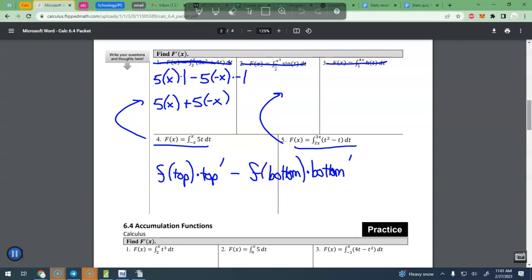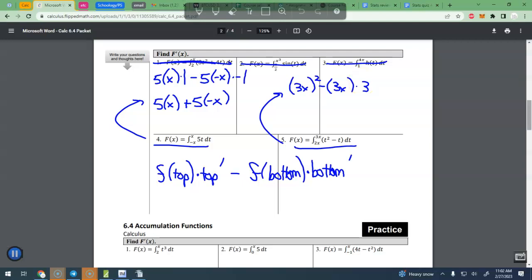But like at number 5, the bottom's not a constant, right? So you do have to do the whole thing. So you plug in the top. Plugging in the top would give me 3x squared minus 3x. And then I got to multiply by the derivative of what I plugged in. So if I do that, did I just accomplish what I wanted?